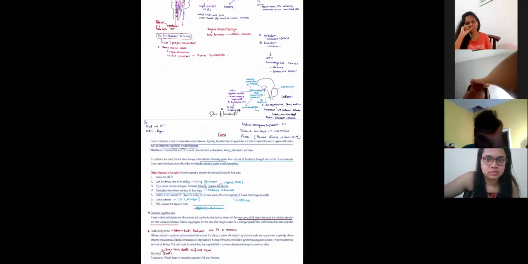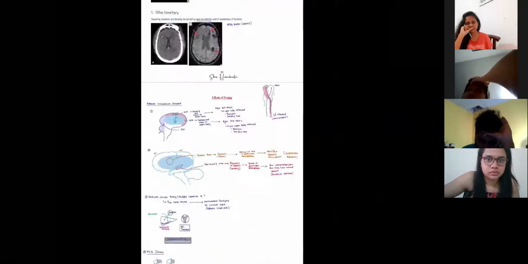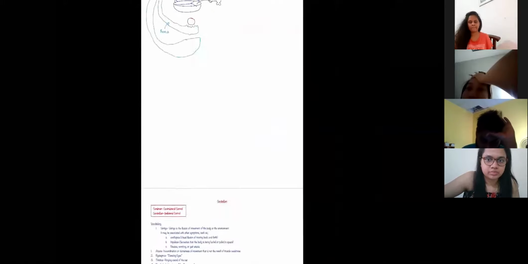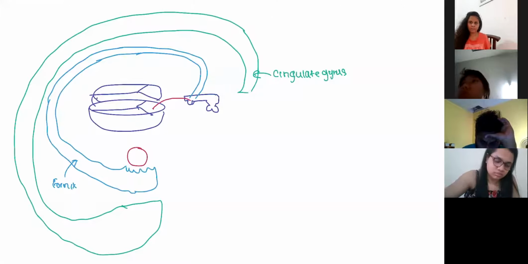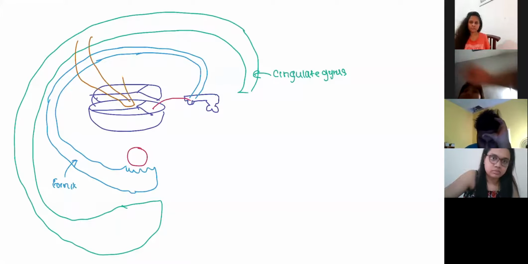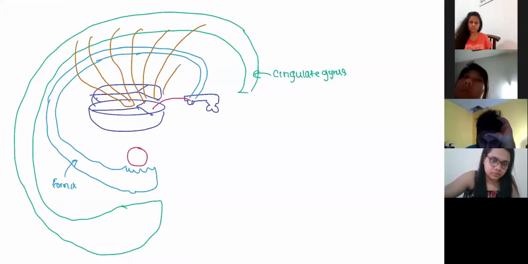So what is this whole structure called? It is called the limbic system. What I'm drawing right now is basically the limbic system. Okay. So this is the cingulate gyrus, and from the thalami, there will be signals going to it like this. All around it, there will be nerve fibers, basically.